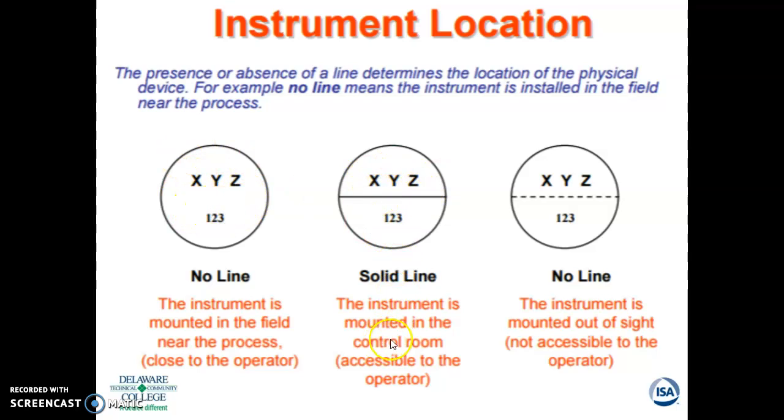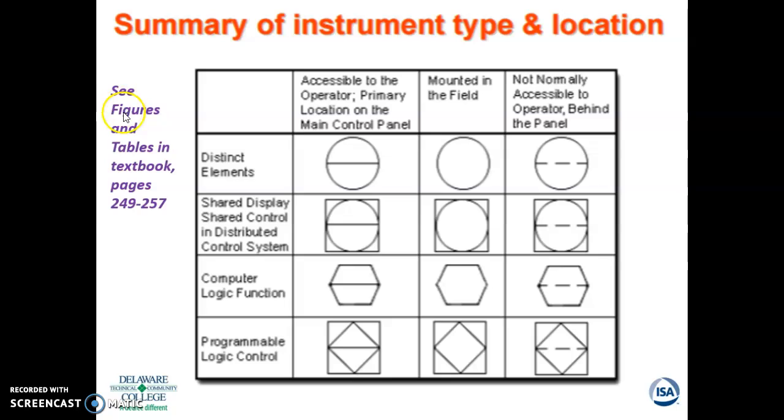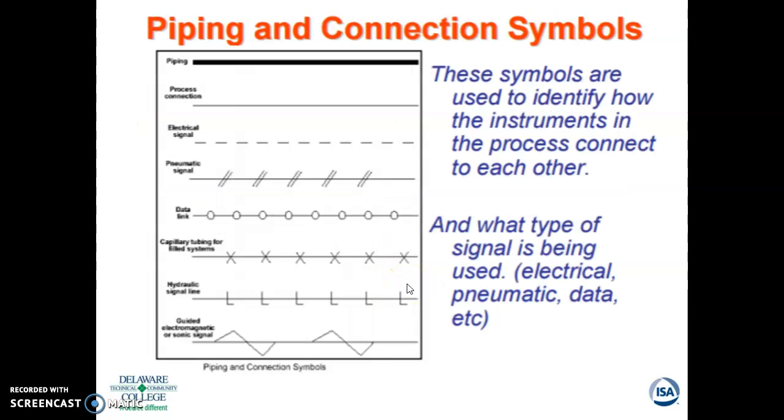This line indicates it's mounted in the control room or it's fed to the DCS, so you have that line. The control room operator sees that. This dotted line means it's out of sight and you're not able to see it. So the DCS, the distributed control system, will have these, okay, and you'll see them in the control room. This will be in the plant, and this will be not accessible. So here's again another summary of that. It's in your pages 249 to 257. Please look over them. They're really good. It'll help you understand that.